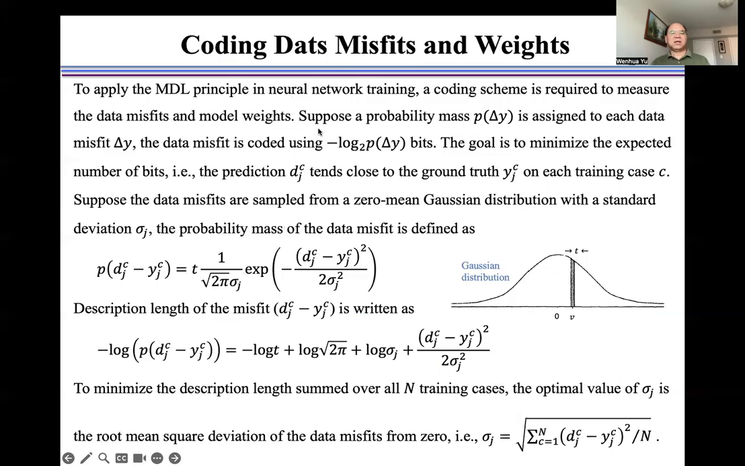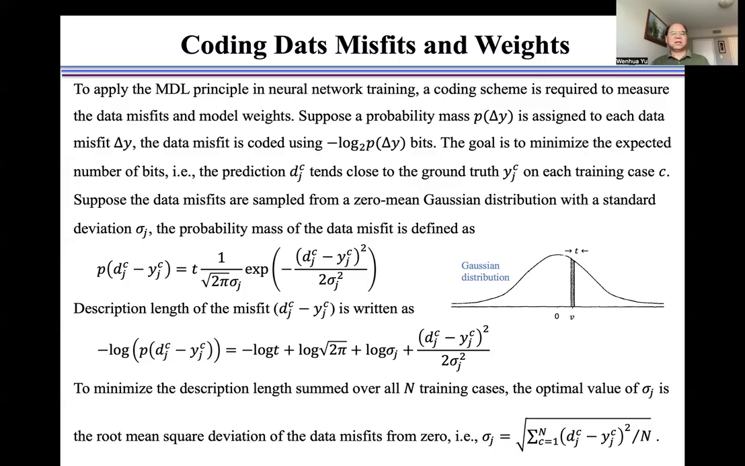To apply the MDL principle in neural network training, a code scheme is required to measure the data misfits and the model weights. Suppose the probability mass P(delta Y) is assigned to each data misfit delta Y. The data misfit is coded using negative log P(delta Y) bits. The goal is to minimize the expected number of bits, namely, the prediction d_c tends close to the ground truth y_c on each training case c.